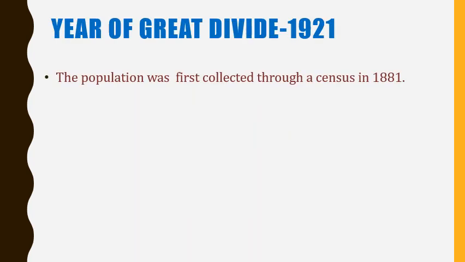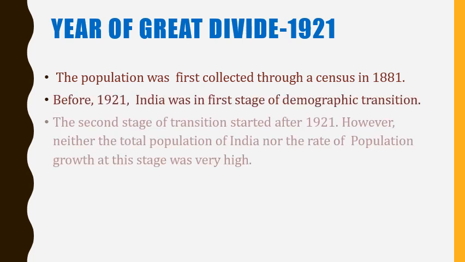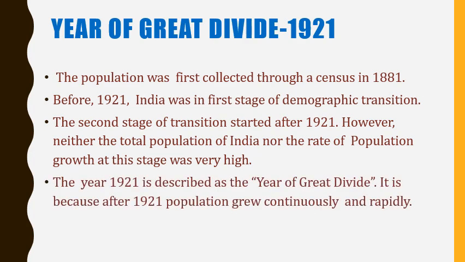Year of Great Divide, which is 1921. The population was first collected through census in 1881. Before 1921, India was in the first stage of demographic transition. The second stage of transition is after 1921, where the total population of India and the rate of population growth at this stage was very high. The year 1921 is described as the year of Great Divide, because after 1921 population grew continuously and rapidly.